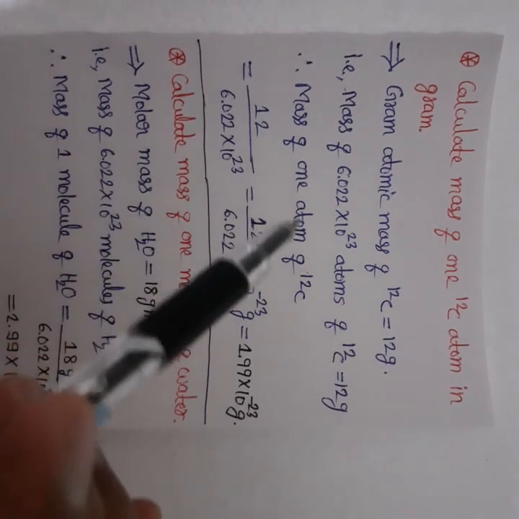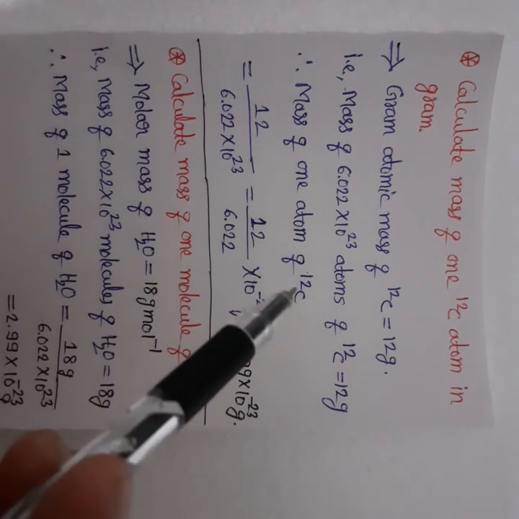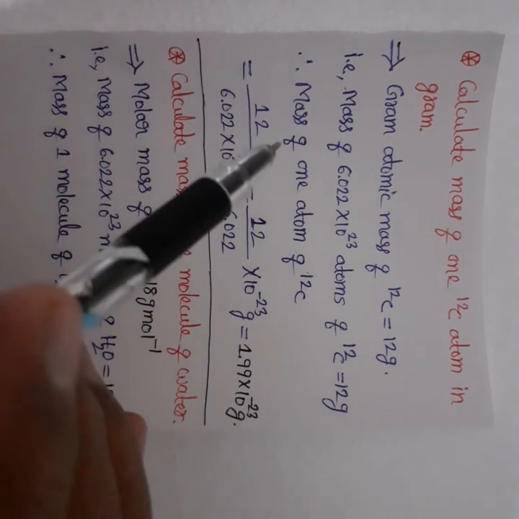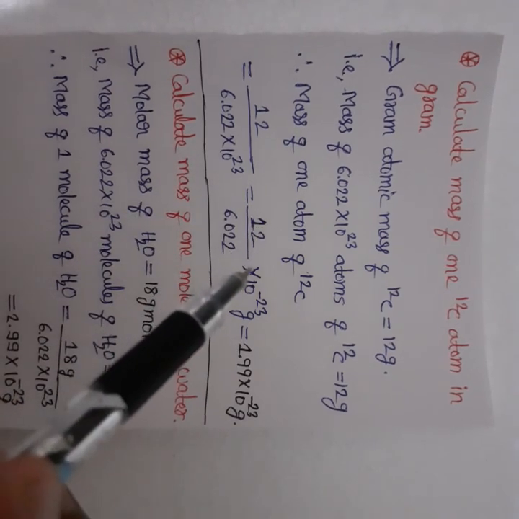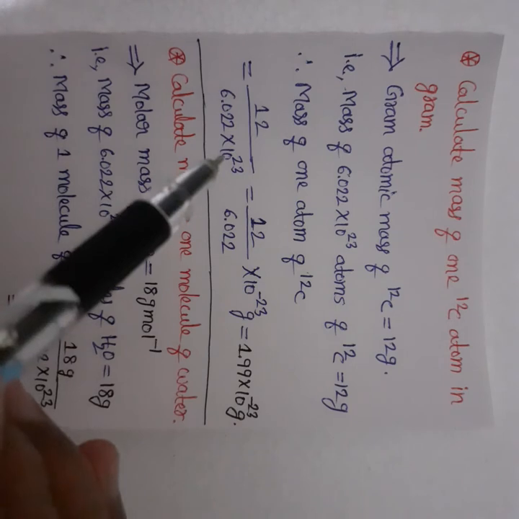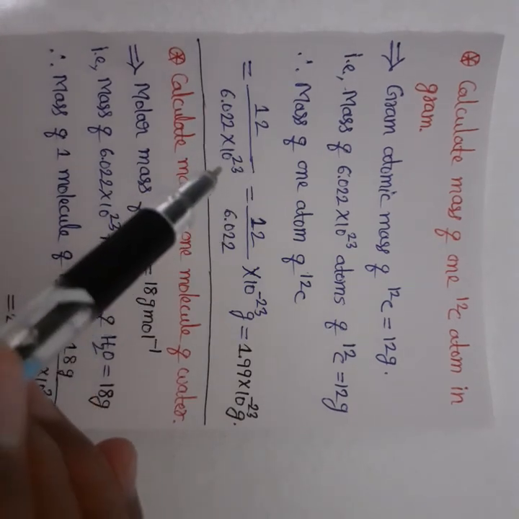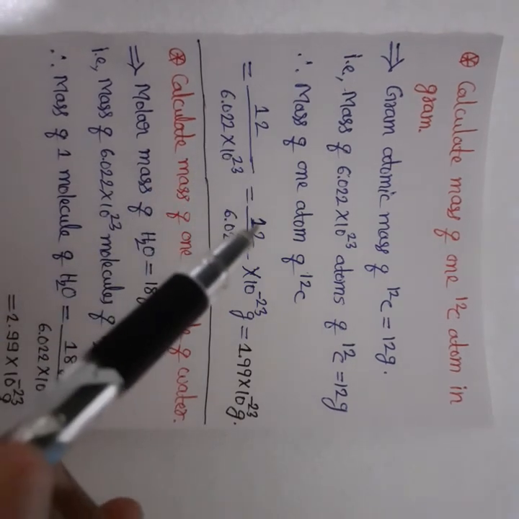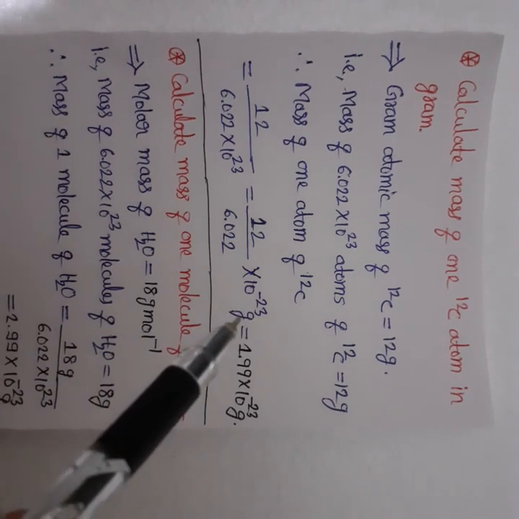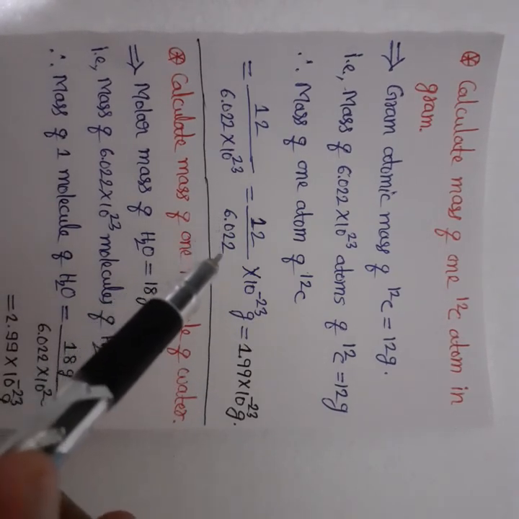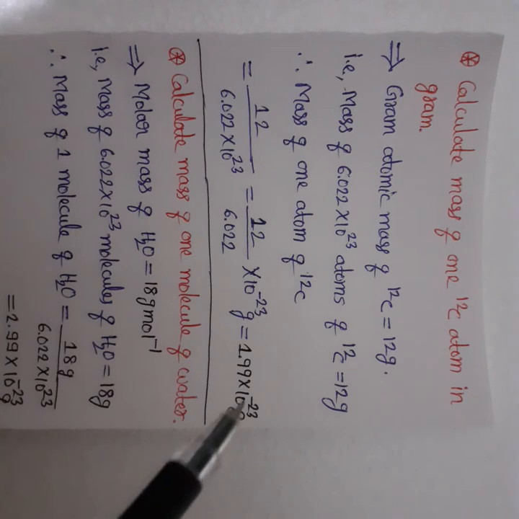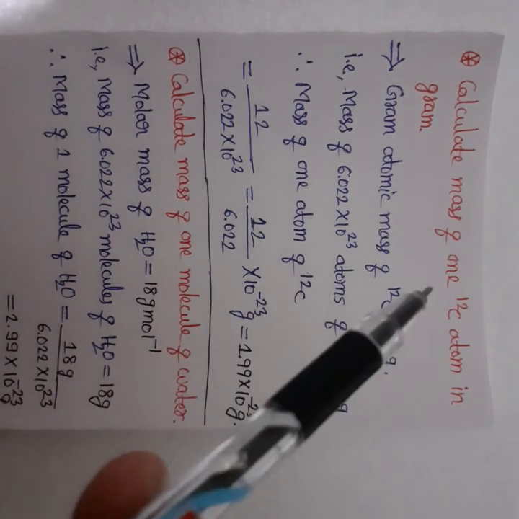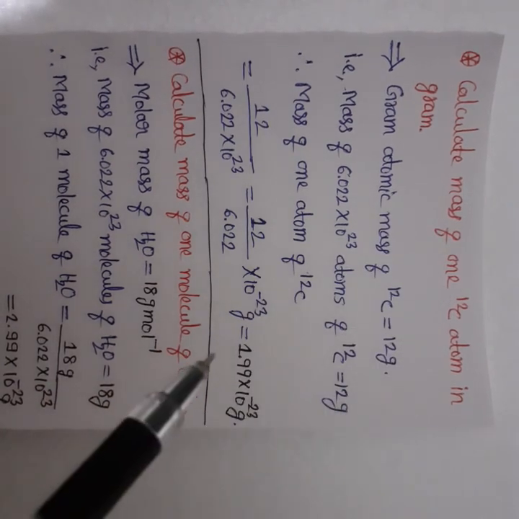Therefore, mass of one atom of carbon 12 is equal to 12 divided by Avogadro number. 12 into 10 to the power minus 23, if it goes to the numerator, this becomes minus 23. 12 into 10 to the power minus 23 gram divided by 6.022. This is equal to 1.99 into 10 to the power minus 23 gram. This is the mass of one carbon 12 atom in gram.